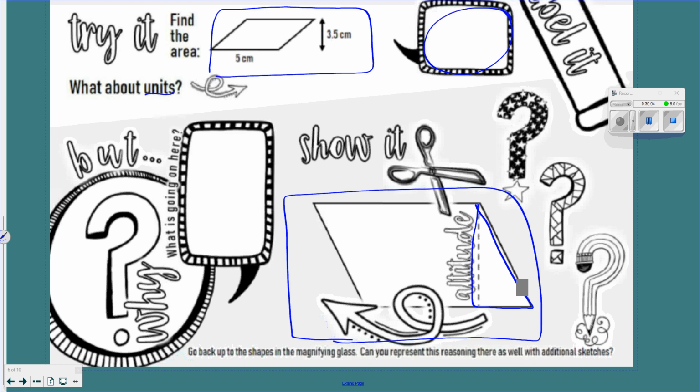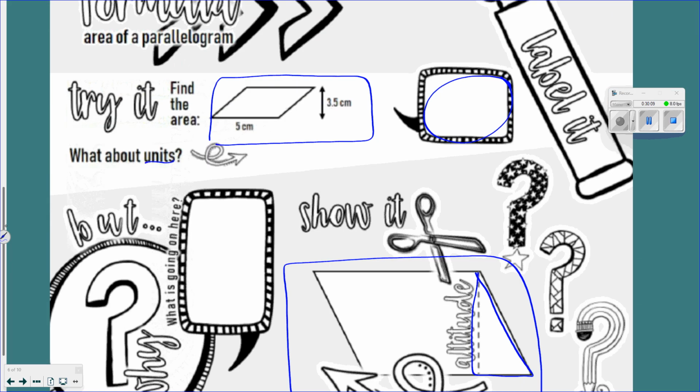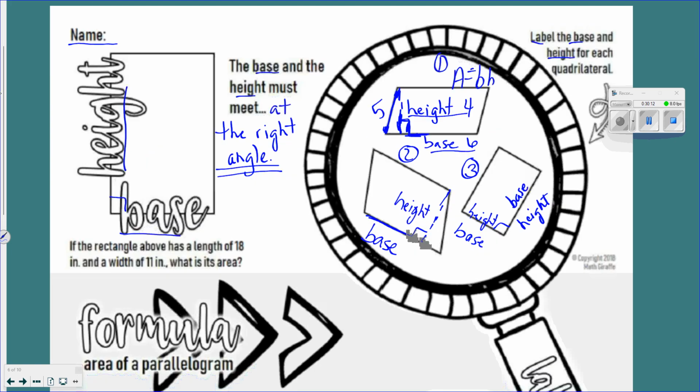Guys, I did miss one, I apologize. We go back to the top, it was one I was supposed to work together with you guys before we did it. So it gives this rectangle. The rectangle above has a length of 18 inches, width of 11 inches. What is its area? One thing I really like to do and highly encourage you to do is label it right on the picture. Nice thing that you guys all have your own books, you can write in them. Please take advantage of that.